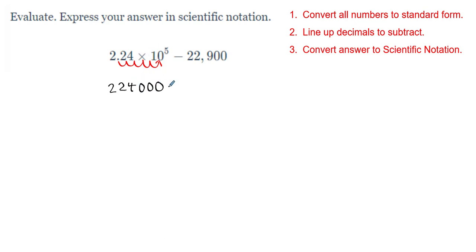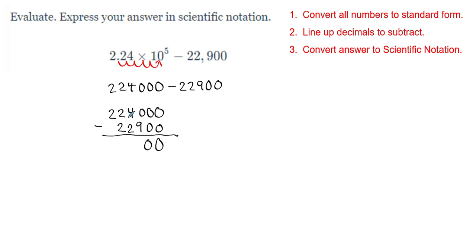And from 224,000, we're going to subtract 22,900. So I'm going to go ahead and line up the decimals. So 224,000. And then I'm going to write 22,900, making sure to line up the decimals. Again, the decimal's here to the right. You're assuming that it's there, which it is. 9, and then 2, and then 2. And now we'll subtract. 0 minus 0 is 0. 0 minus 0 is 0.